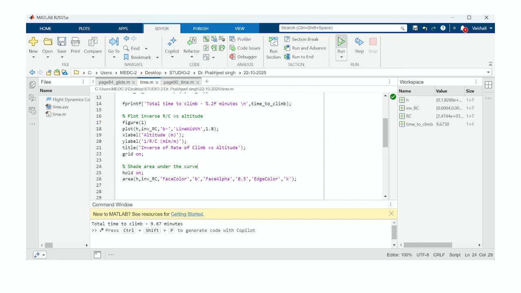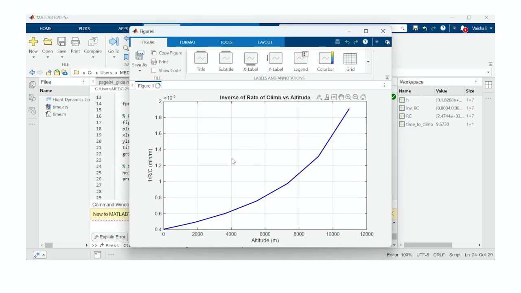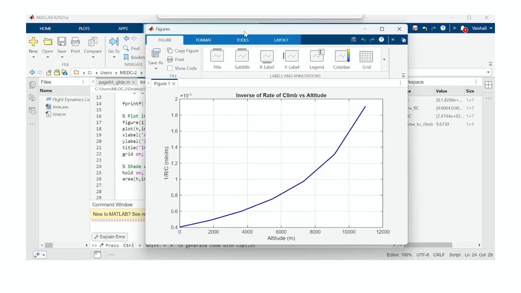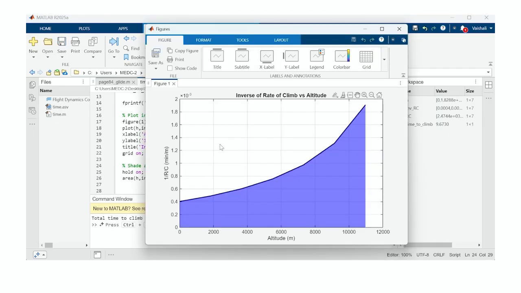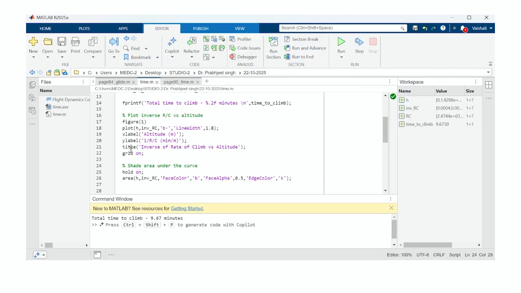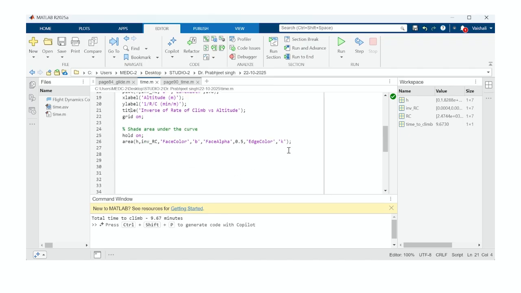Now let me run this code again. All right. So you need not put this in quotes, face alpha. Let me save it and rerun the code. And yes, this is the area under the curve. All right, fine. Now let us go ahead and plot the second plot, that is maximum rate of climb versus altitude.